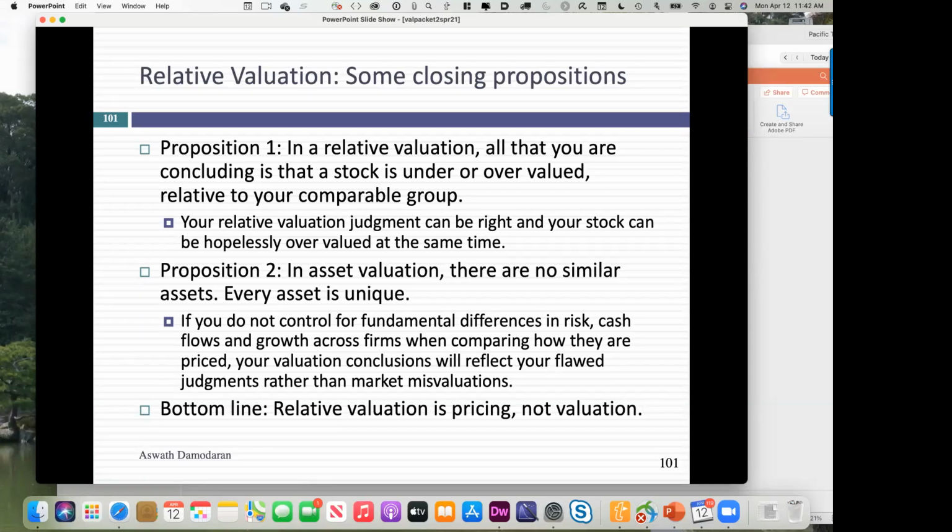And the final is, maybe we should stop using the word value when we use multiples and comparables. We're pricing things, and maybe we should just use the word pricing to clearly distinguish between what you're trying to do here and what you're trying to do with the DCF.